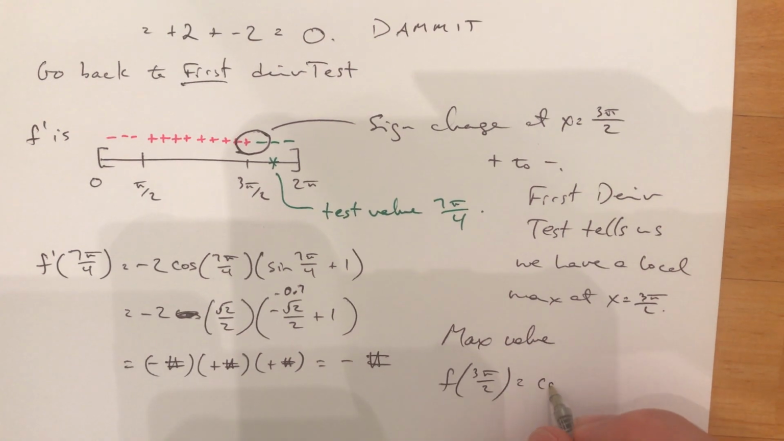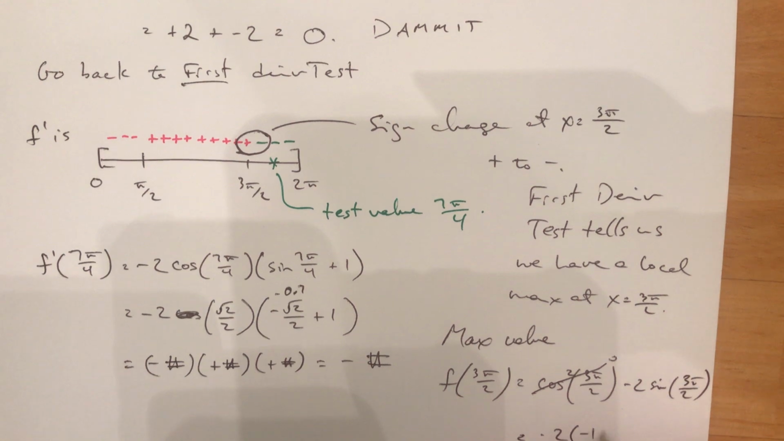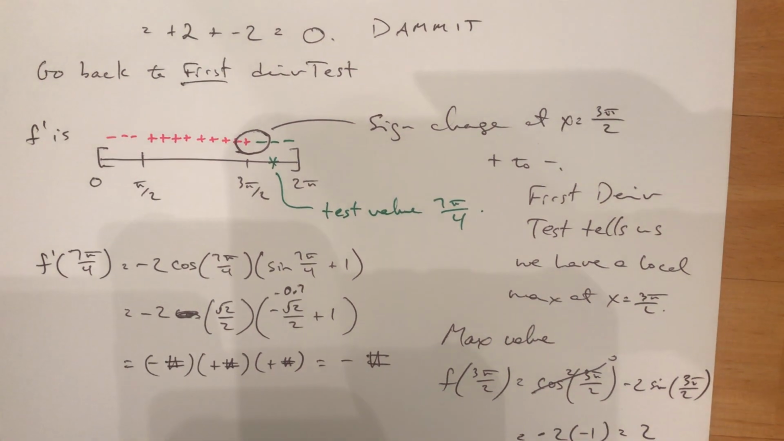That is cosine of 3 pi over 2 squared minus 2 sine of 3 pi over 2. Cosine of 3 pi over 2 is 0. If we square it, we still get 0. Sine of 3 pi over 2 is negative 1. Negative 2 times negative 1 is positive 2. Ooh, there we go.